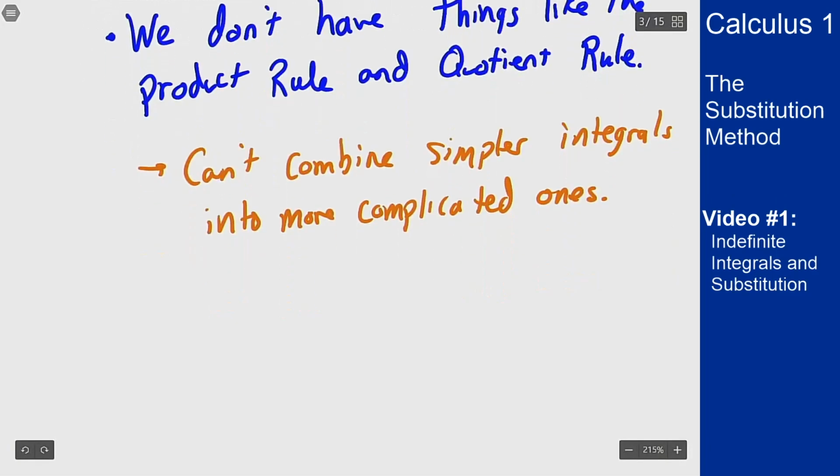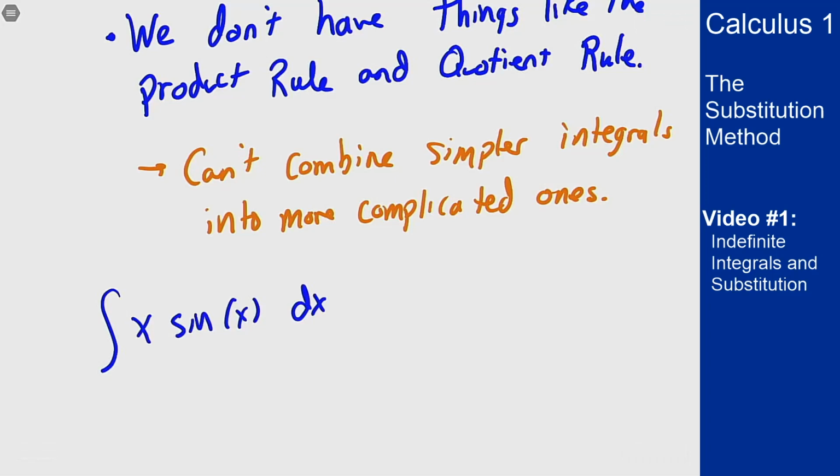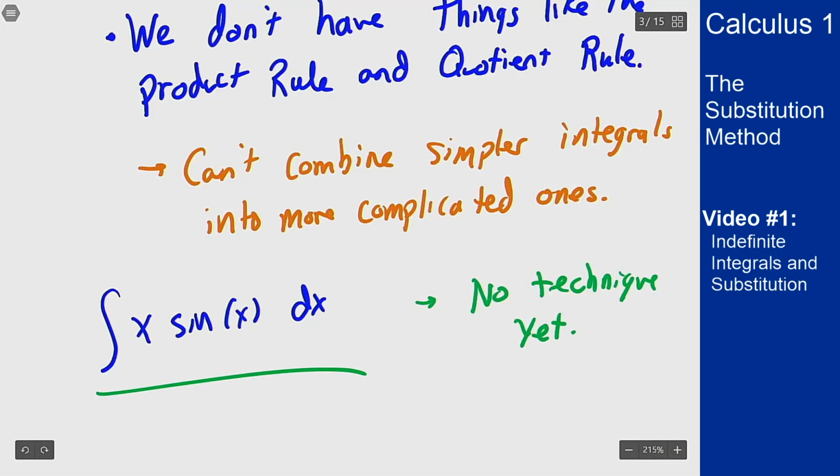So for instance, take the antiderivative of x times sine of x. I know how to find the integral of sine of x, it's minus cosine. I know how to find the integral of x, that's x squared over 2. But I don't really have a way to do this product. I don't really have a technique for this yet. There is one that you'll get to much later, called integration by parts. But there's no technique for products like this.